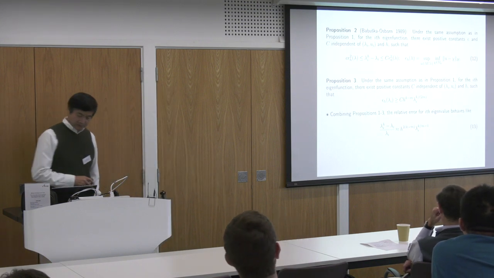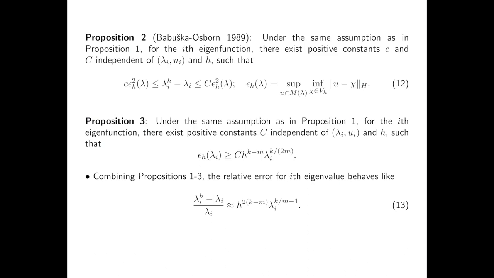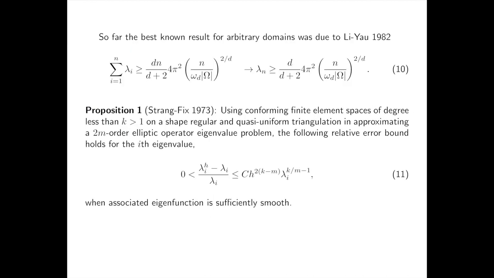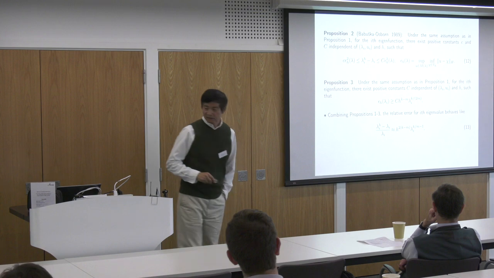Then Babuška and Osborn's 1989 paper actually gave both an upper bound and a lower bound, characterized by this quantity. Under the same assumption as in the previous one, we can have this estimate, and also a lower bound. In the non-degenerate case, you can prove this lower bound. Combining all this together, it is really characterized by this constant. This constant does not depend on lambda or h, but there's a here. Based on this, we can get our answer.